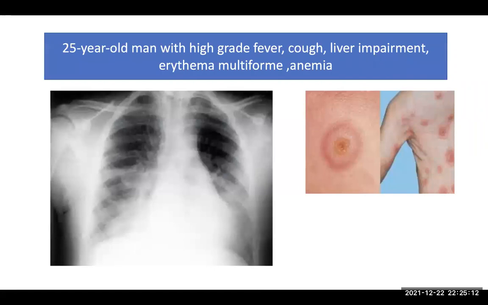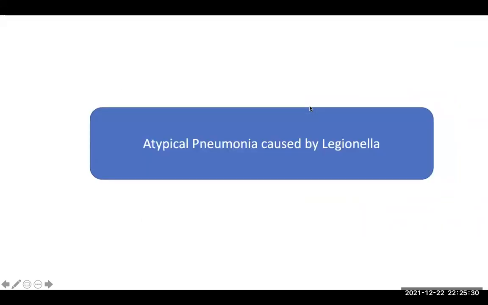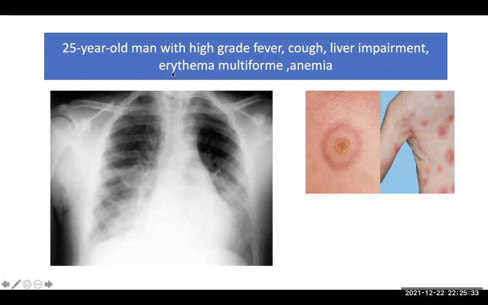So our next case is here. A 25-year-old man with high-grade fever, cough, and liver impairment, just like the previous case. Additionally, this patient has erythema multiforme and anemia. The previous patient had hyponatremia, but this patient has erythema multiforme.